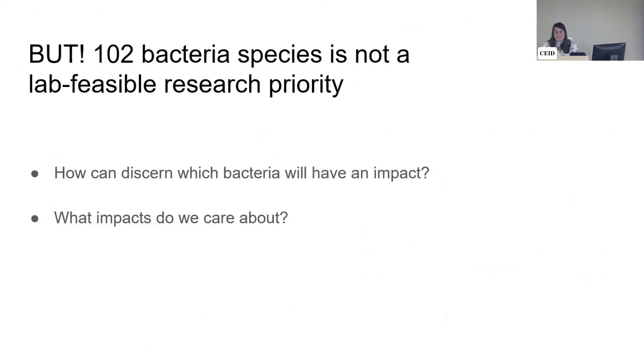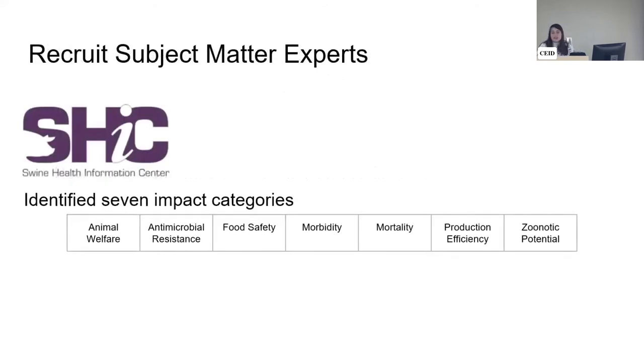102 bacteria species, I still think is a lot. I certainly don't know the names of all those bacteria. And so we were interested in, well, how do we prioritize further? We had this high, low classification based on a certain threshold value. How can we go further to prioritize which bacteria species we think research dollars should go to? And so to do that, we partnered with CHIC and enrolled experts. So we decided to send a survey of these 102 bacterial species out to swine health experts. And we identified 7 impact categories of importance to the industry. This is animal welfare, antimicrobial resistance, food safety, morbidity, mortality, production efficiency, and zoonotic potential.